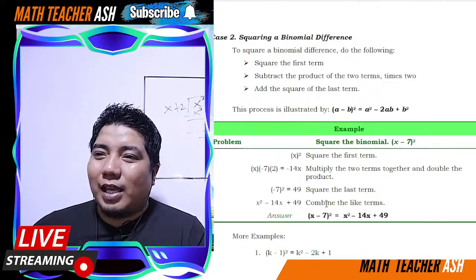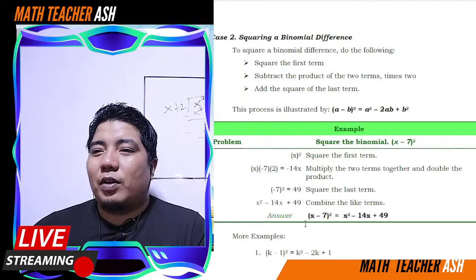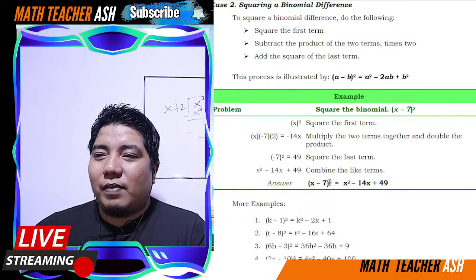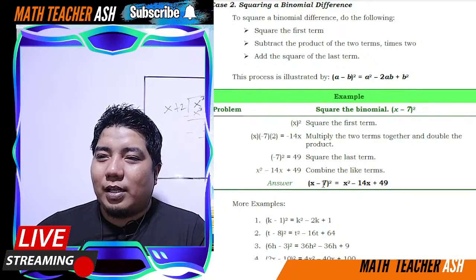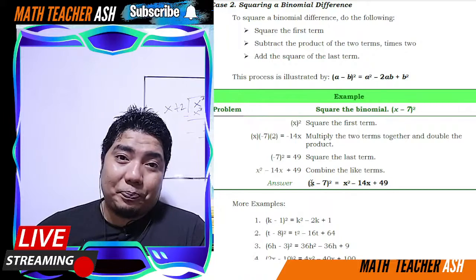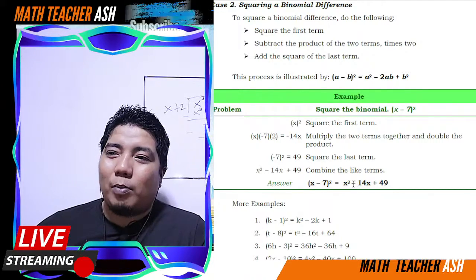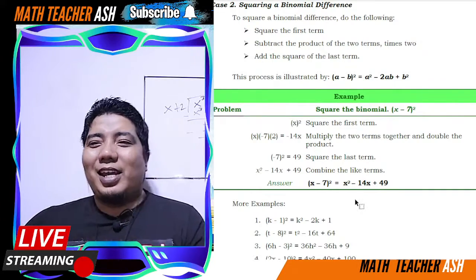Okay, how about case number 2? What if minus? Ganun pa rin. Minus lang ang gitna. Okay, so we have here x minus 7 squared. So, x squared, 7, 49. 7 times x, 7x. Double mo yun, 14x. Pero minus. Okay, minus 14x.